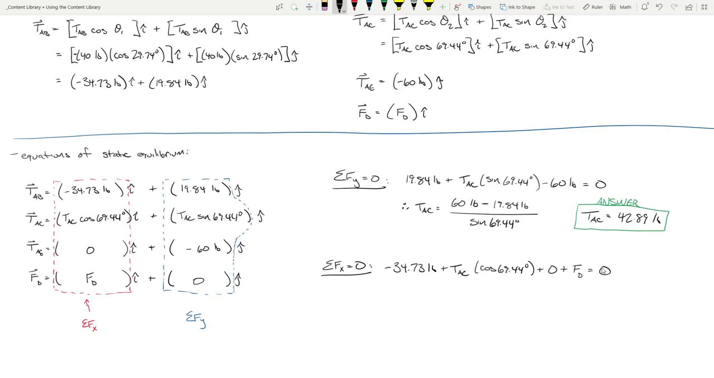So I can plug and chug, and I can say, therefore, FD is 34.73 pounds minus 42.89 cosine 69.44 degrees. And so what do we get for our drag force? 19.67 pounds. Do I have a second?